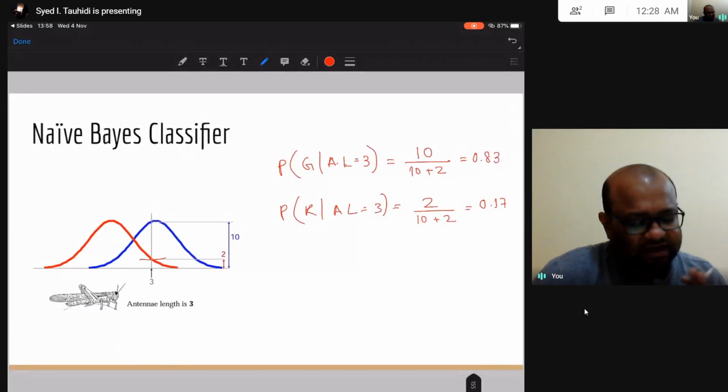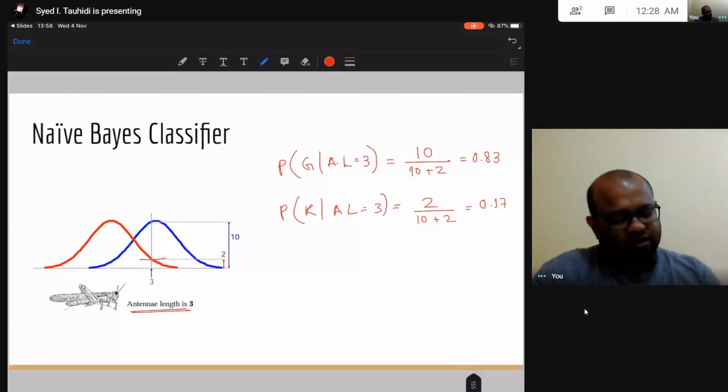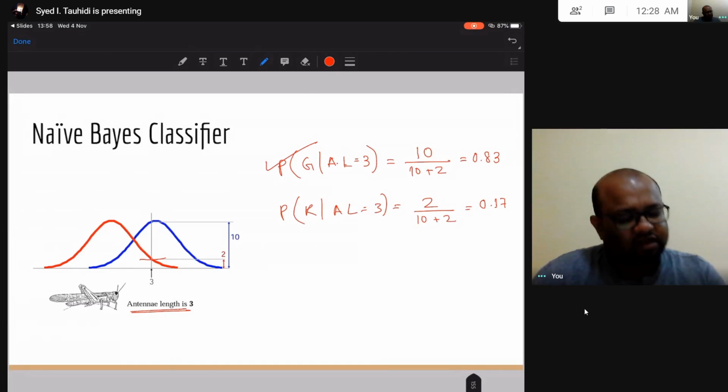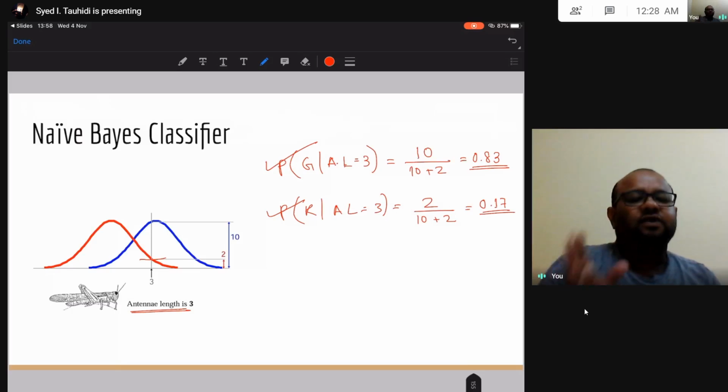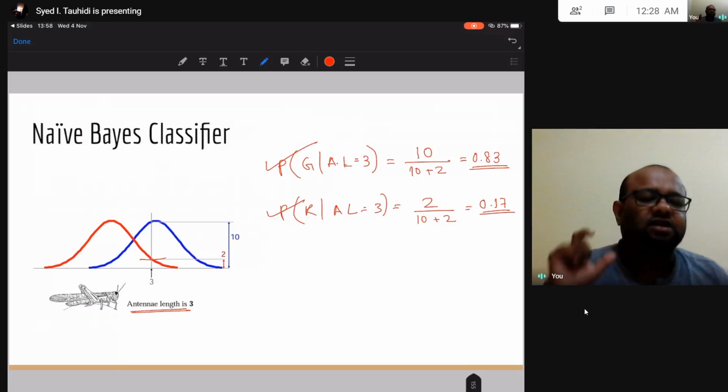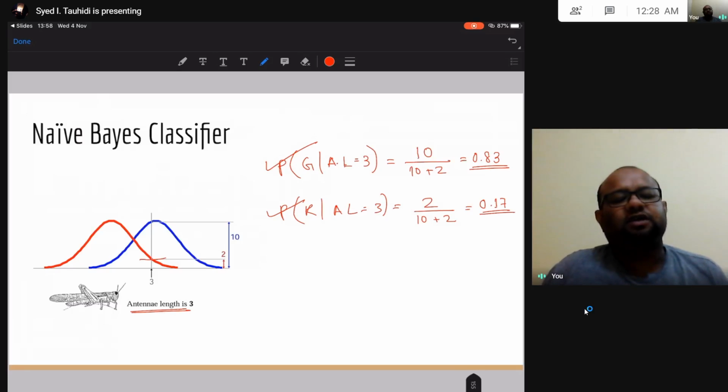Now I am going to say that given that the antenna length is equal to 3, the probability that the insect is a grasshopper is 83%, and the probability that the insect is a katydid given that the antenna length is 3 is 17%. So the probability of this insect with antenna length 3 being a grasshopper is 83%. This is much higher than the probability of katydid, which is 17%. So the classification that I am going to do is I am going to say that the insect is a grasshopper. Alright, so this is using probability.